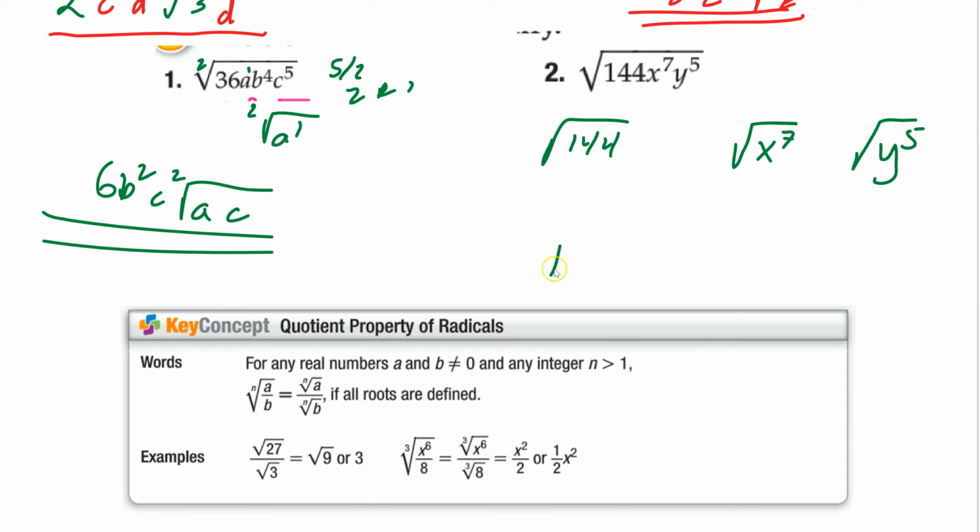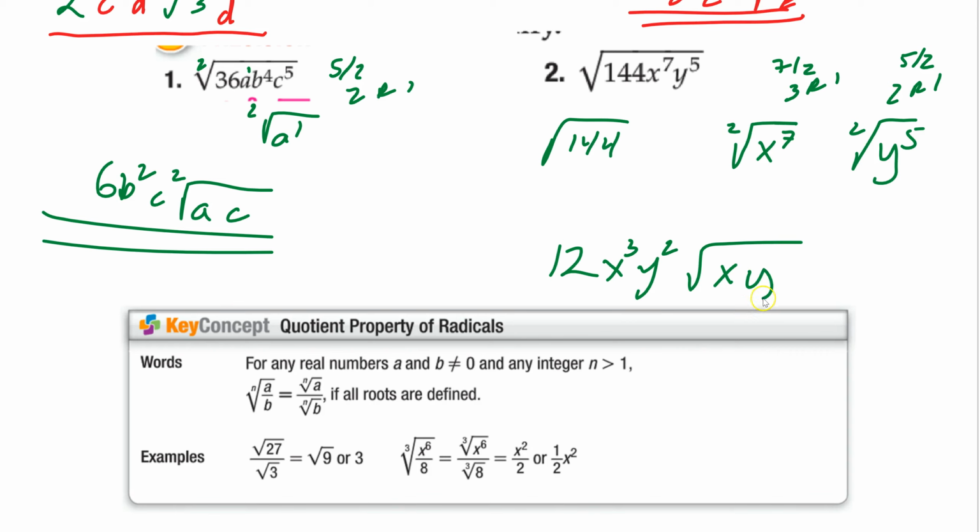Square root of 144 is 12, that's easy. 7 divided by, remember, they don't show you it's a 2, so 7 divided by 2 is 3 remainder 1. So 3 x's on the outside, 1 x on the inside. 5 divided by 2 is 2 remainder 1. So 2 y's on the outside, 1 on the inside. And that's how you break it down.